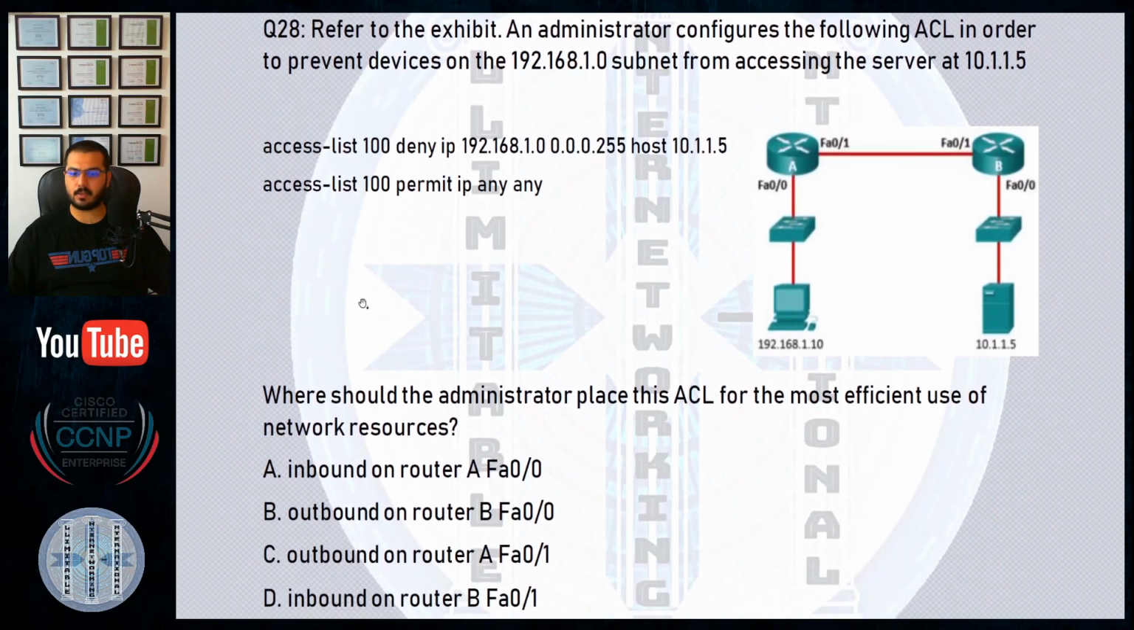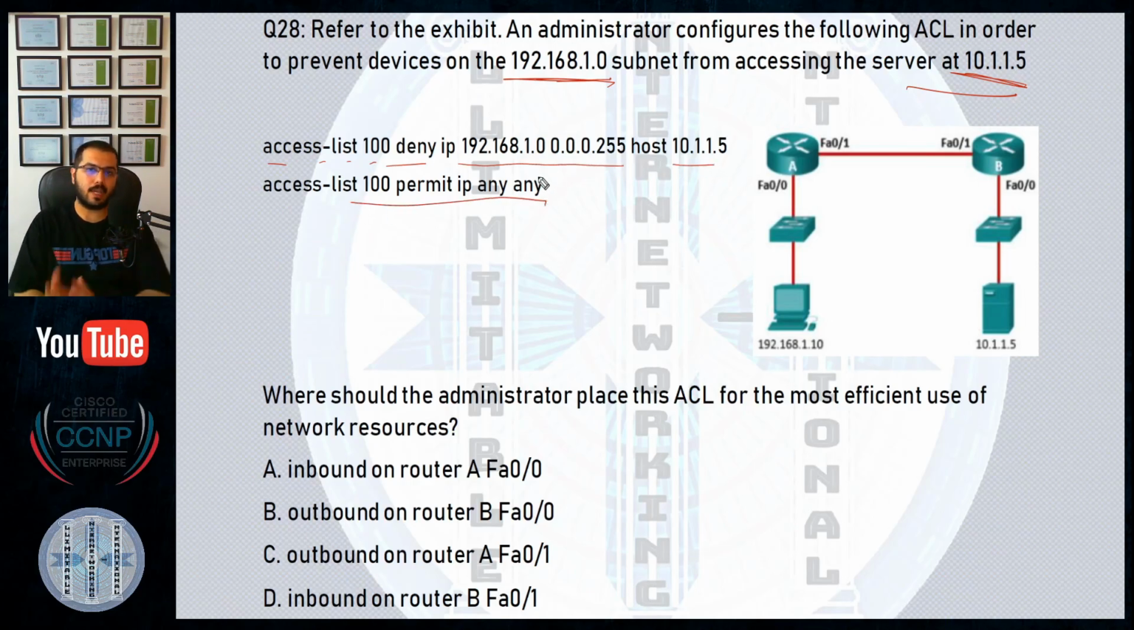Okay, 28 says an admin configures the following access list in order to prevent devices on this subnet from accessing this server. So we should deny source, this entire subnet, destination, this host IP address, and let's see where to apply that. So access list extended deny this entire network from accessing this host, correct, and permit any other thing. So the access list is definitely correct, nothing to modify there. But where should the admin place this access list for the most efficient use of network resources?